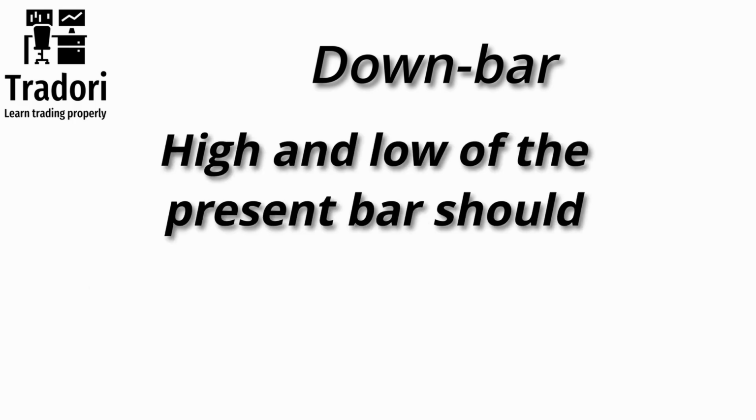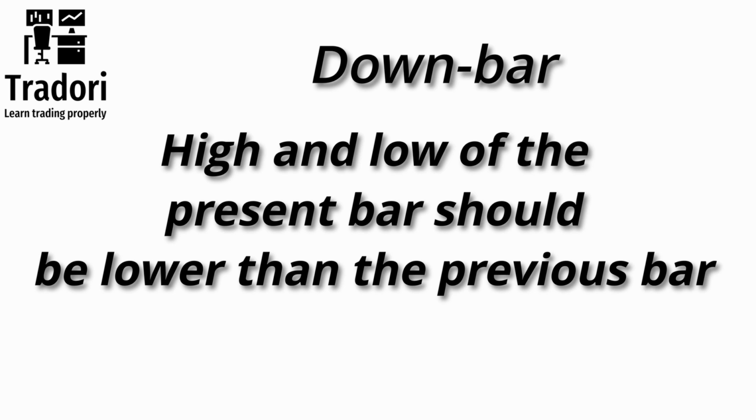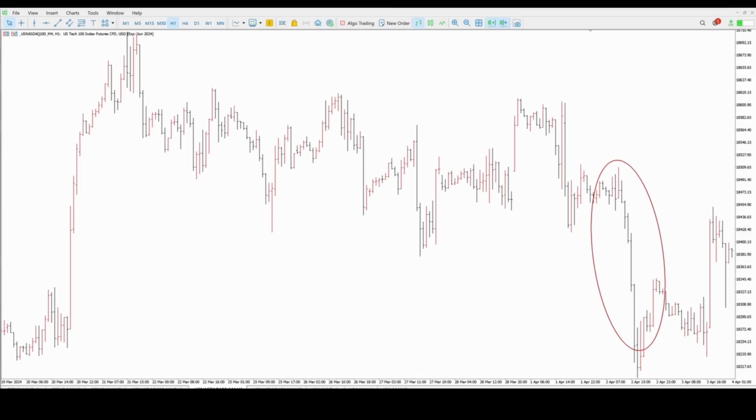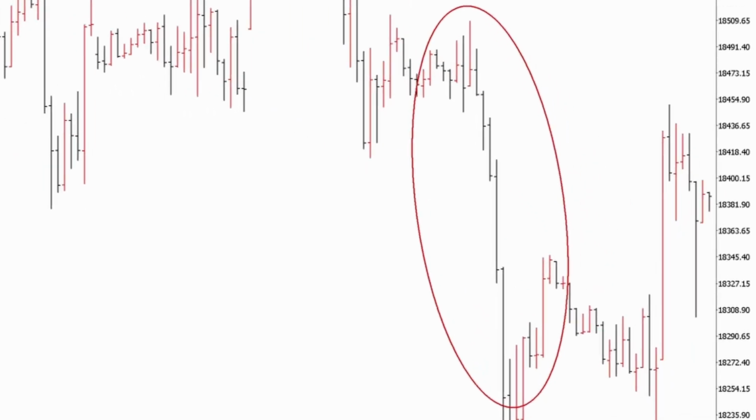Down bar. If the high and low of the present bar is lower than the previous bar, it is termed as down bar. Here it is on the chart. Quite a few following bars have lower highs and lows than previous bars.